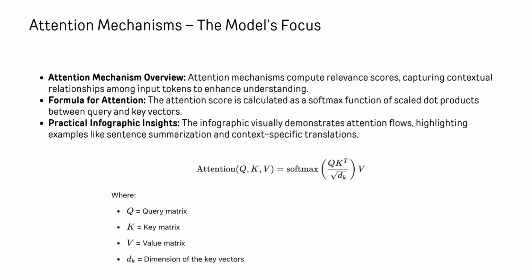Technically, here's how it works. Each word generates three vectors: query, key, and value. The model calculates the relevance of a word by comparing its query to the keys of other words. This comparison, done through a dot product, gives us attention scores. These attention scores are normalized using a softmax function to ensure they add up to 1, and then they are used to compute a weighted sum of the values.